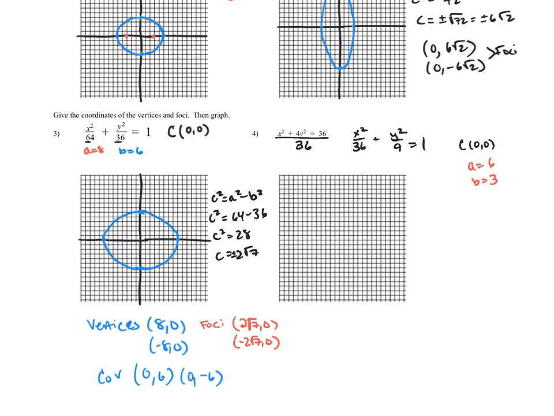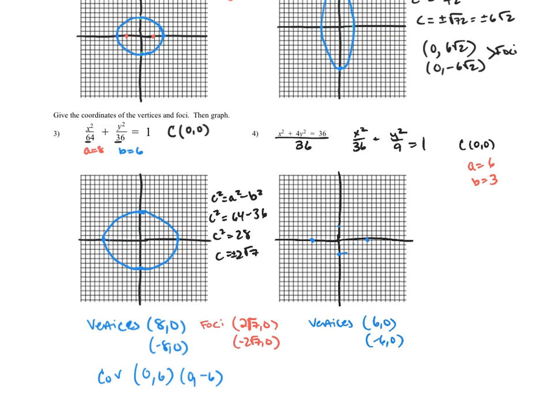And then we can go ahead and graph this. Draw on our axes. And we'll count 6 to the left and the right of the origin. So our vertices are at 6, 0 and negative 6, 0. We'll count up and down 3 on the y-axis for our co-vertices.